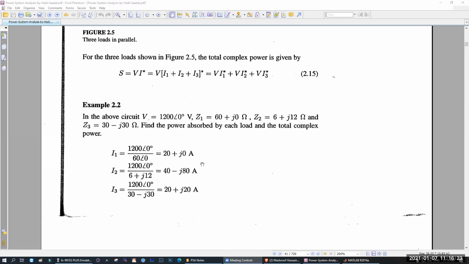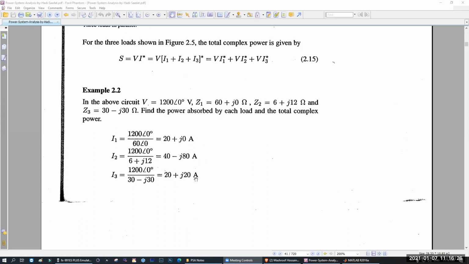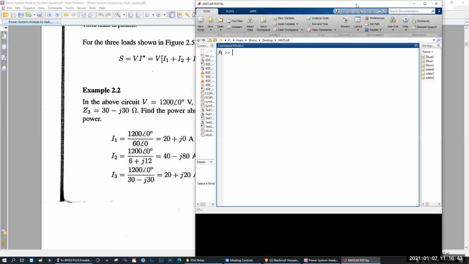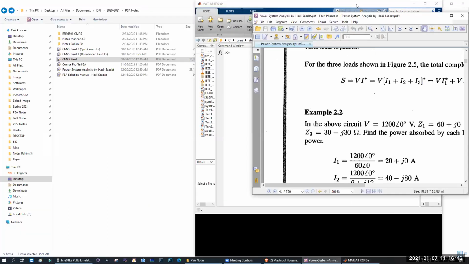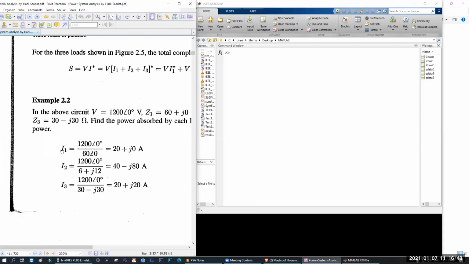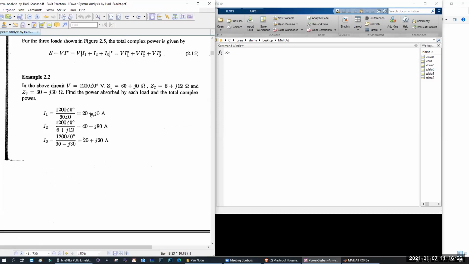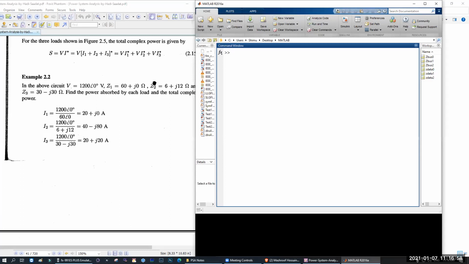Now, how to do this sort of math in Matlab? Let's solve these problems in Matlab, right? This is not important for your course, but this is important for your learning. So I'm going to show you how you can calculate this sort of calculation in Matlab. Okay, now see, let me bring it here. So I'm given a question.